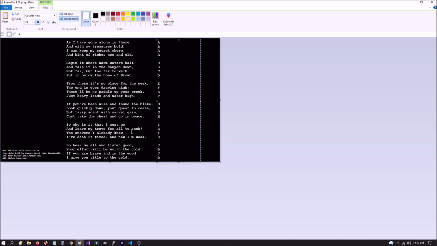So that's where I was saying in my solution that this stanza, due to the words, now remember this, that's when we get to the part of the point, he said, so hear me all and listen good. He's telling you to look and listen to the rhyme scheme. And he's telling you basically that this is going to refer back. And if you notice, this stanza is answering questions. Well, it's answering questions that are going to apply when you get up to the line that's from there. It's no place for the meek, and there'll be no paddle up your creek.